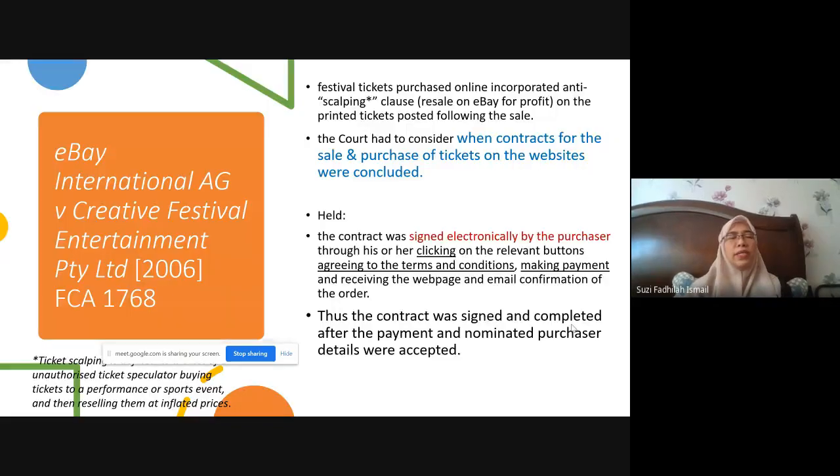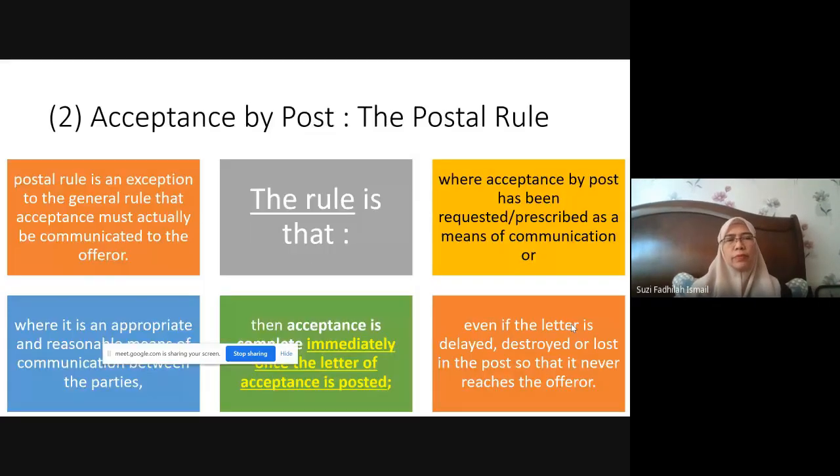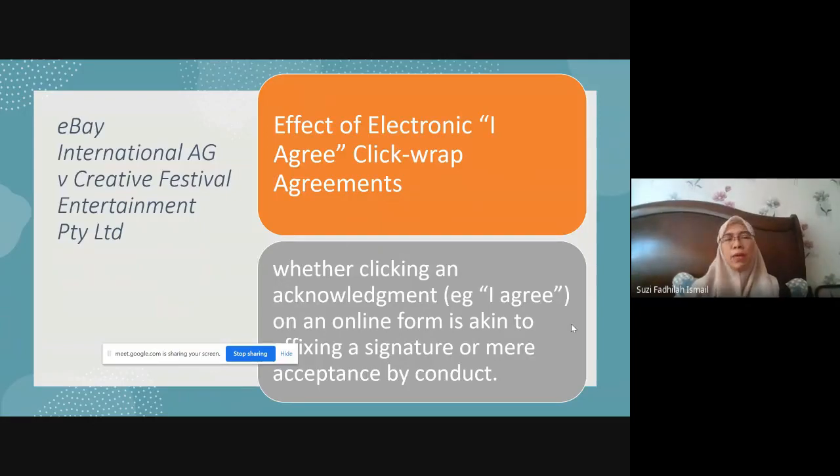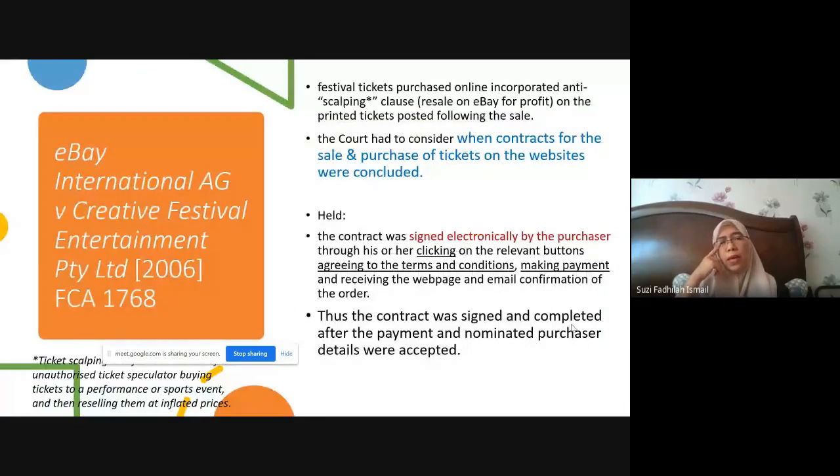All right, we stop here. This is another case actually involving a website as well. Or maybe the last case. Bear with me before we stop here. The last case for today, eBay. This is a case from Australia, decision by the Federal Court of Australia.